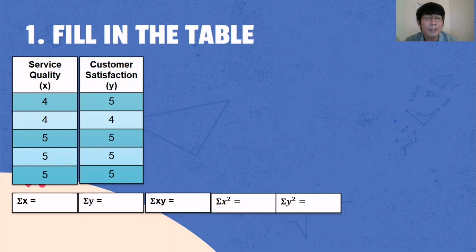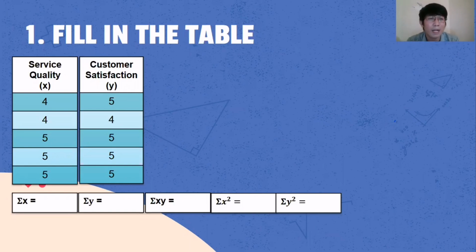We now have example, service quality and customer satisfaction. Service quality will be the value for X, and customer satisfaction will be the value of Y. There are just only 4 steps in order for you to solve for the value of Pearson R or R value. The first step is fill in the table.